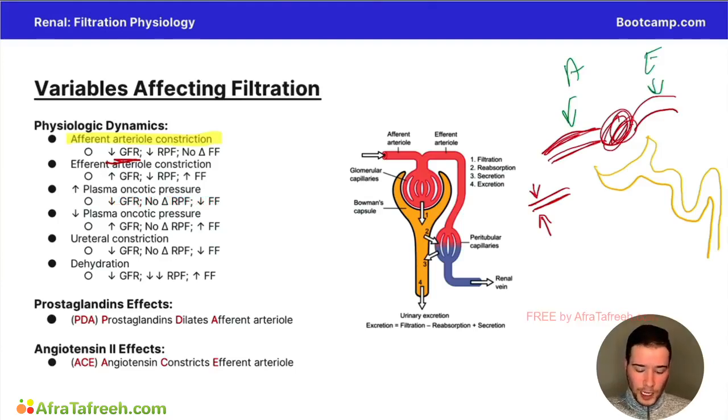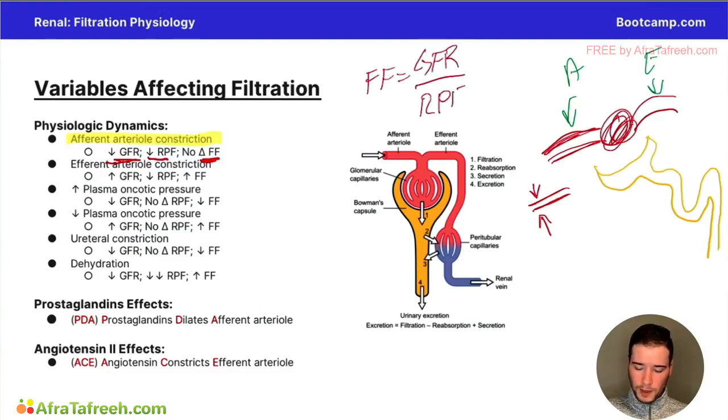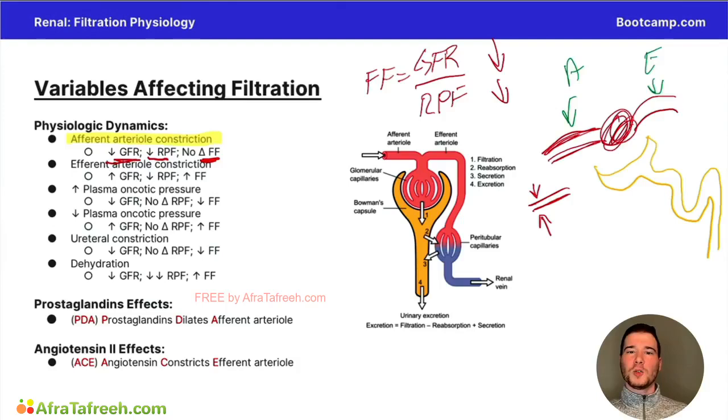What does this do to renal plasma flow? Same thing. We can't get the blood in there, we can't get the plasma in there, so it's going to decrease the amount that is reaching the kidney overall. The interesting thing here is that it doesn't change the filtration fraction. Why is that? We said that filtration fraction equals GFR over renal plasma flow. If we decrease both of these proportionally, that's not going to change the ratio. So there is no change in the filtration fraction.